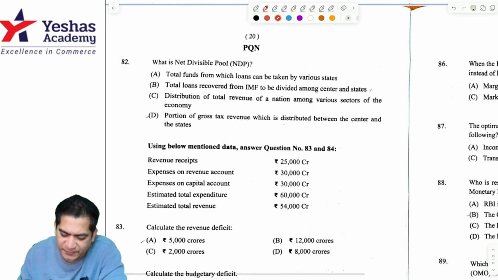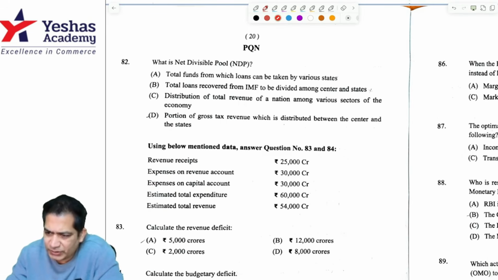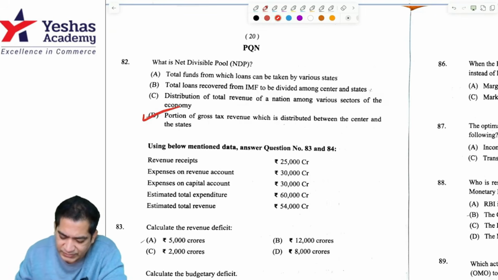What is net divisible pool? Of course, net divisible pool is basically the gross tax revenue that is distributed between the center and the states. Direct question, D.